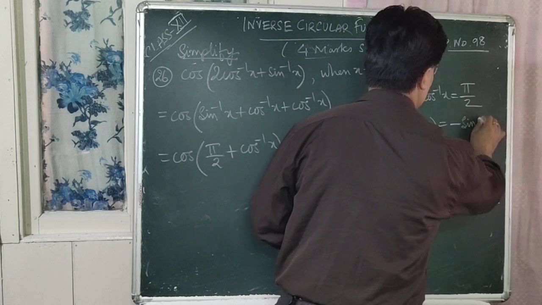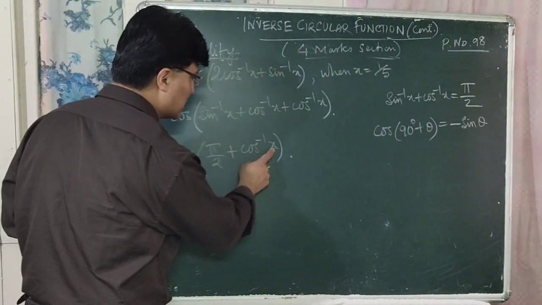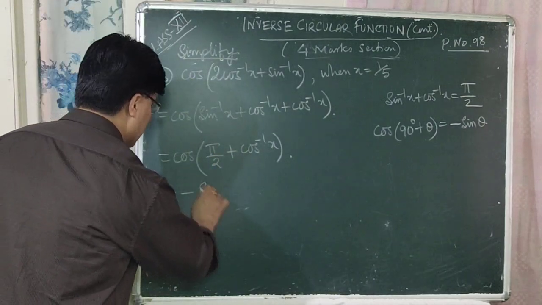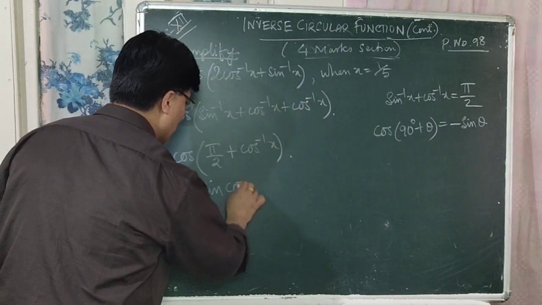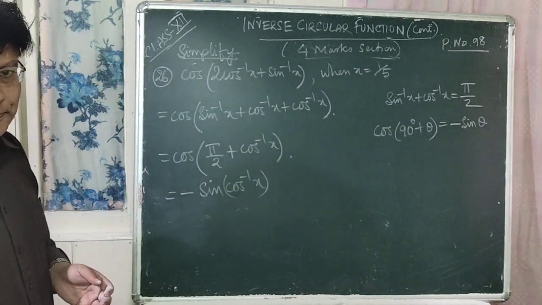So what is the formula here? It is sine theta. But in this case, instead of theta, there is cos inverse x. So what is the formula now? Minus sine. What is theta here? It is cos inverse x. Is that clear to all of you?